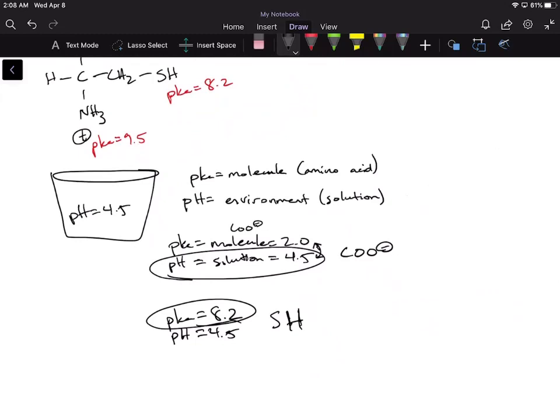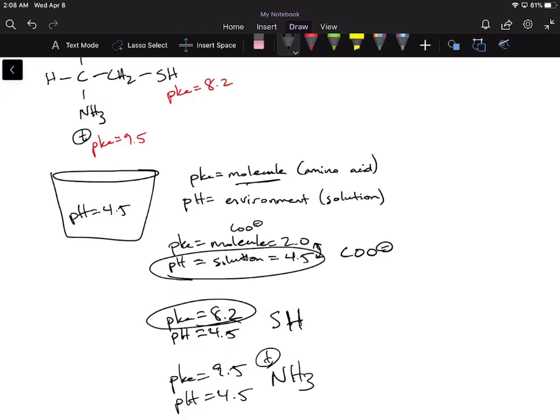Now we're going to do it for the amino group, where the pKa is equal to 9.5, and we're going to compare it to the pH of 4.5. And again, because the pKa is bigger, that means that your molecule wins out. So that means that you're going to predominantly see this happening, okay?